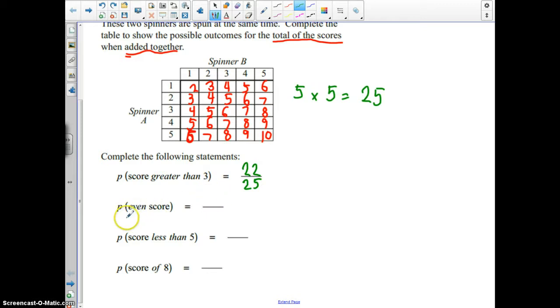Now, that's the answer to that. We cannot simplify it anymore. That's the simplest form it can be.